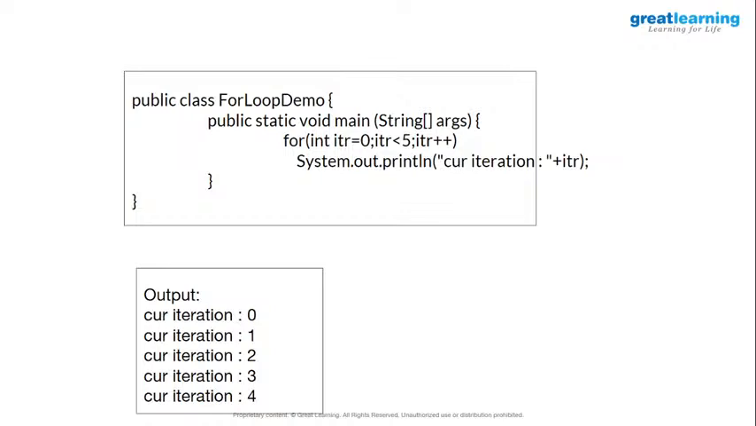Cool. So as you can see, the current iteration is 0, the current iteration is 1, 2, 3, 4. The fifth iteration didn't print, right? Cool.